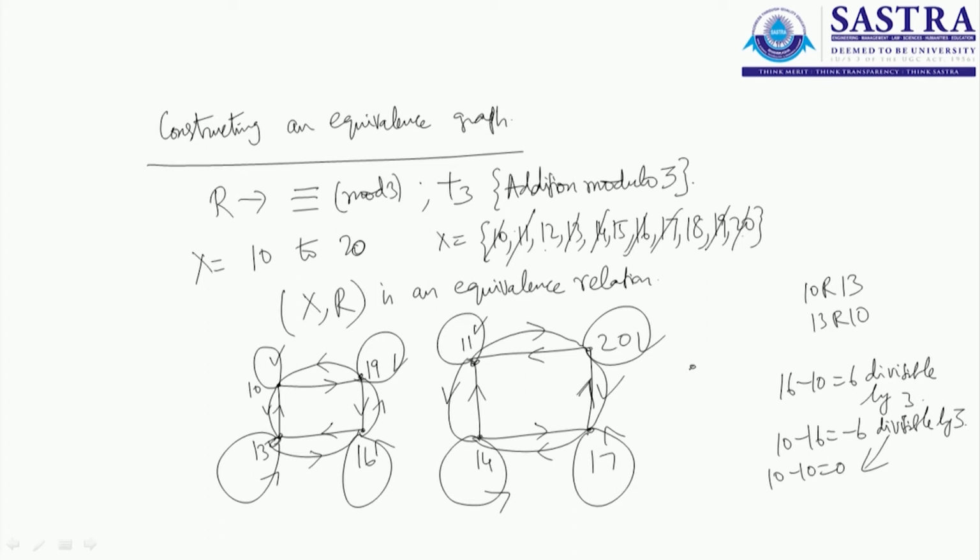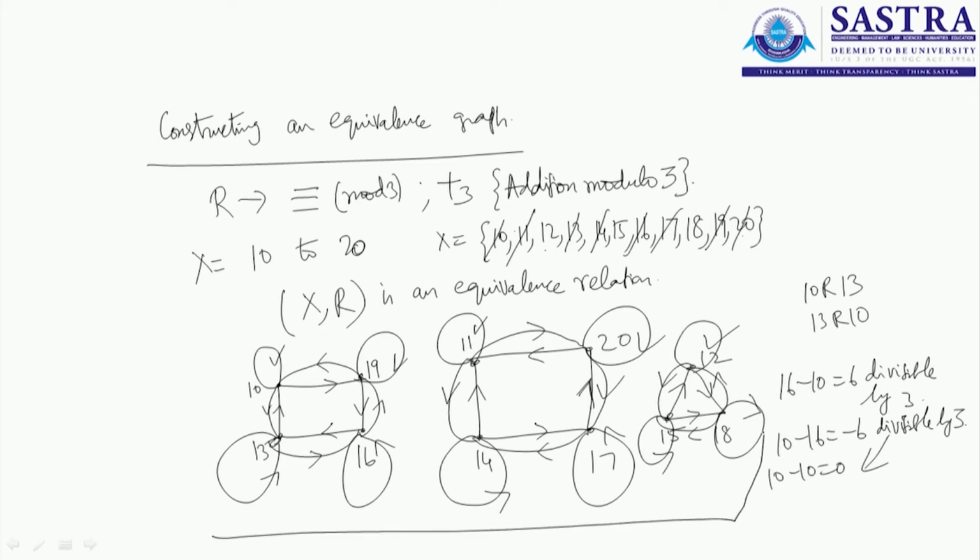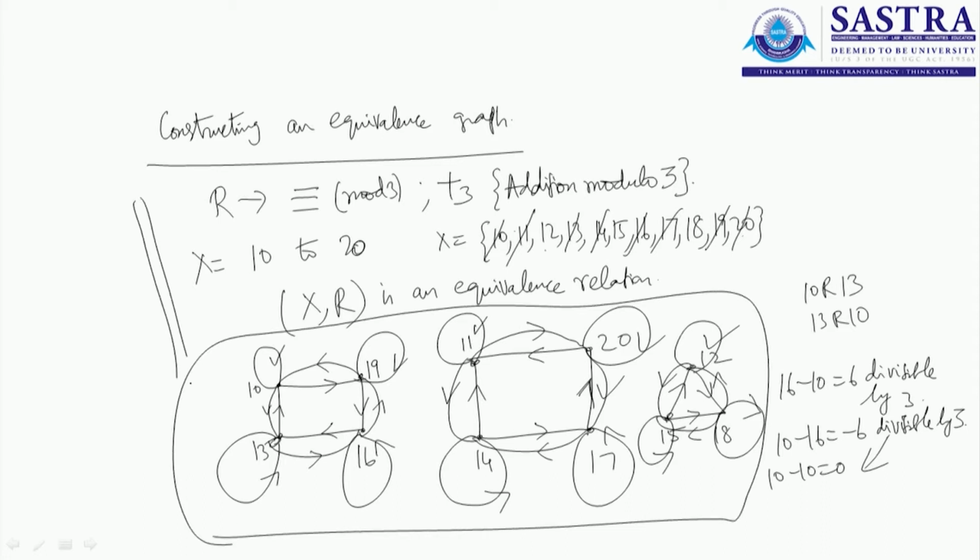Now when I take the remaining ones, this will be 12, 15, 18. As done earlier, I will have two edges, and 12 is related to itself, 18 is related to itself, and 15 is related to itself. So this will be the directed graph which is associated with a relation.